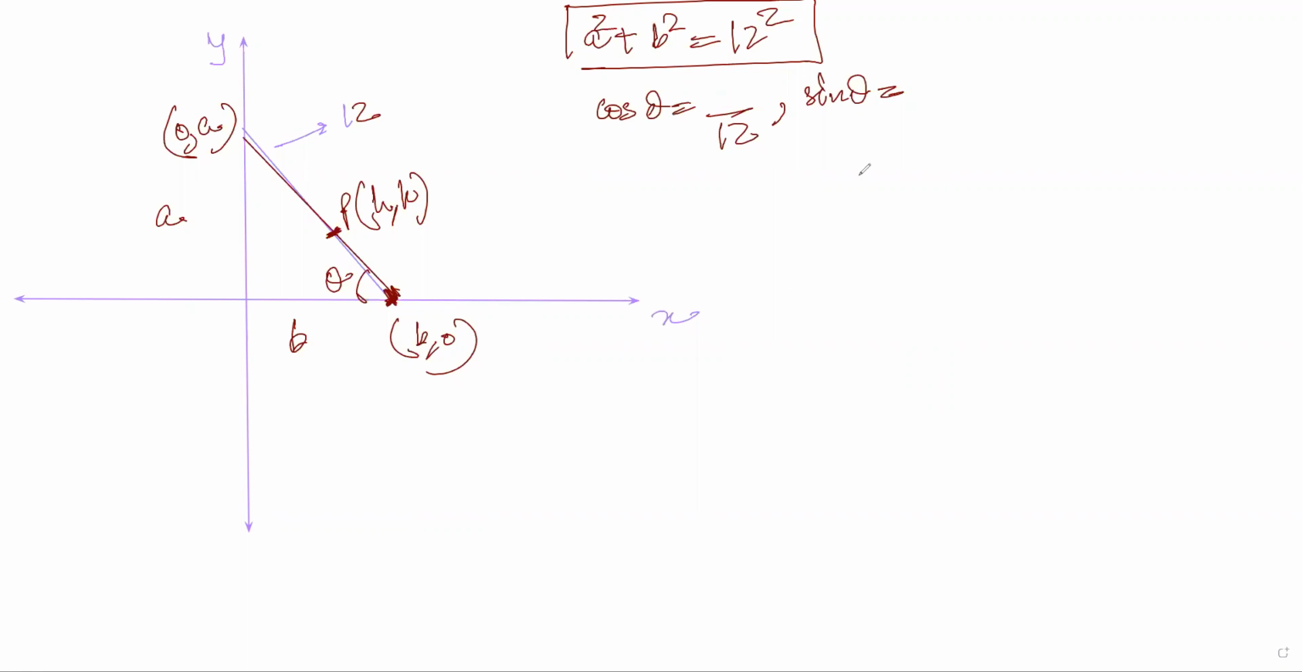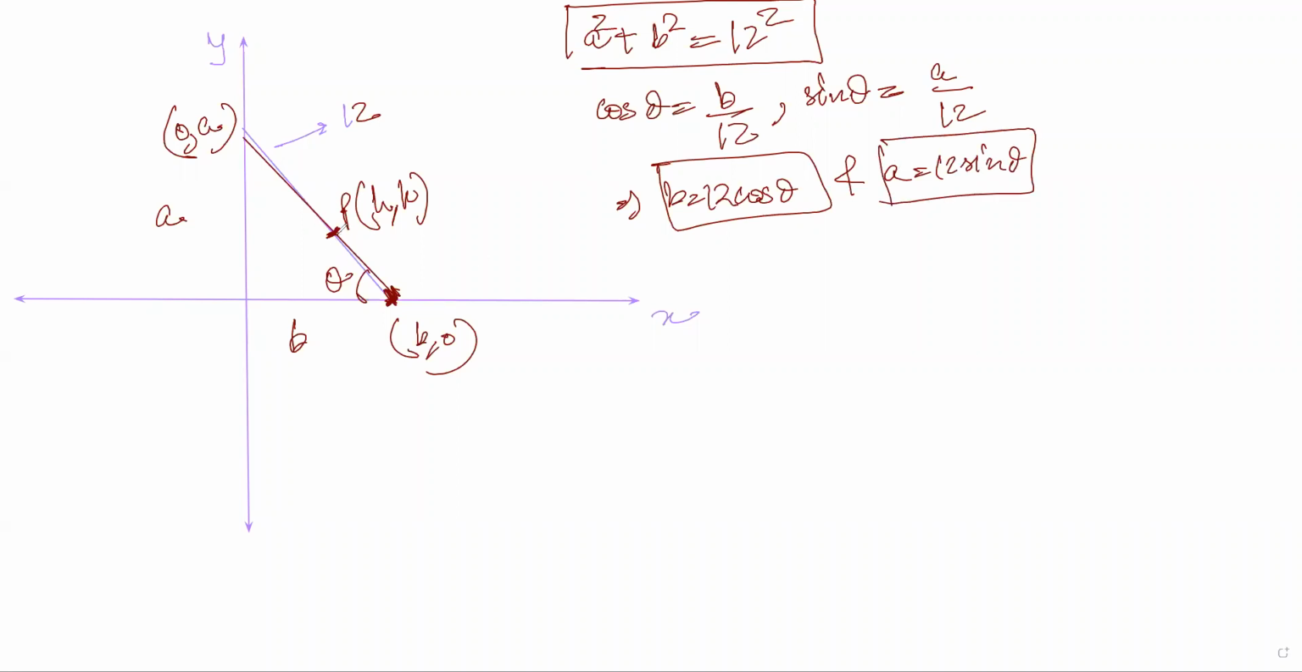Cos theta would be base by 12, and sin theta would be a by 12. Hence, B is 12 cos theta and A is 12 sin theta. Okay? Now, if you talk about this point P, the distance is 3.